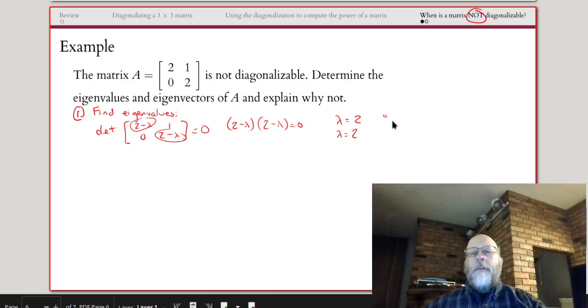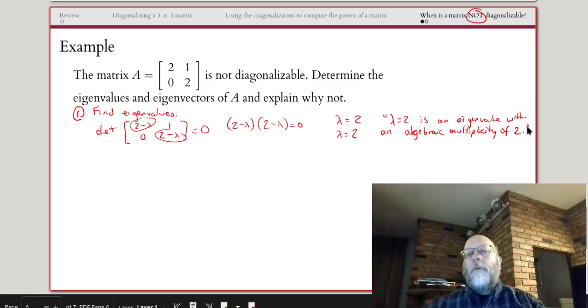And so the fancy way of saying this, the mathematical way of saying this, is that lambda equals 2 is an eigenvalue with, and here's the term, the algebraic multiplicity of 2. It's a repeated root. It's a root that shows up twice.